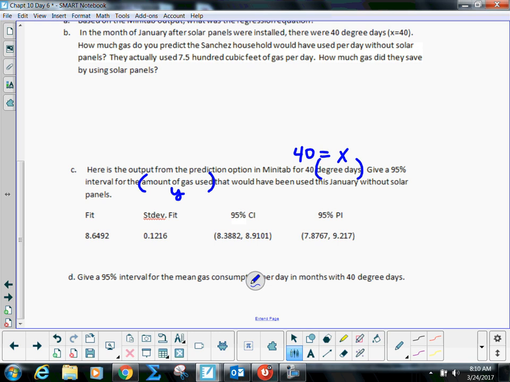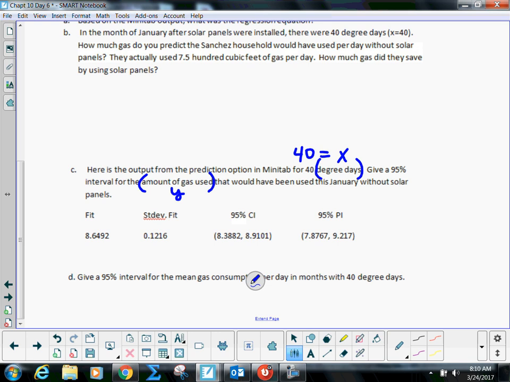So all I did was read the sentence, look for the names of the variables, and put x and y in their place, and then it kind of clarifies to me what I'm looking for in the problem. Now this is the output from Minitab. They want a 95% interval for the amount of gas that would have been used this January without solar panels.